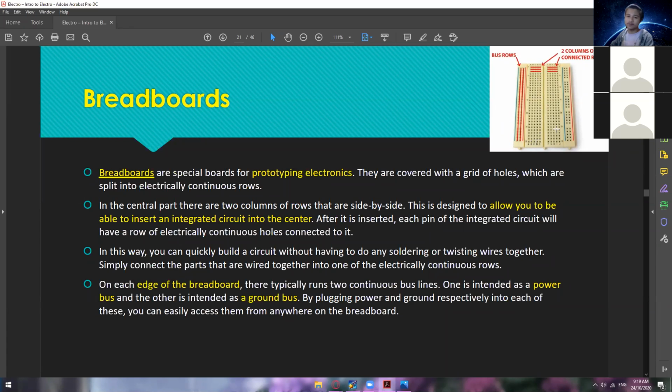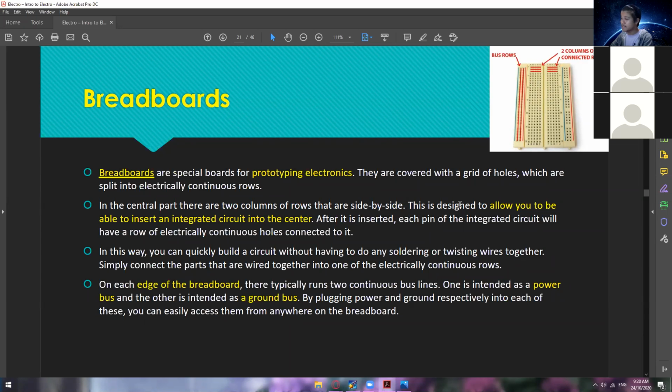The most left side and the most right side are the bus rows, and then the middle ones are the connected rows, horizontal connected rows. In the central part, there are two columns of rows that are side by side. You see right here, they are side by side with each other.